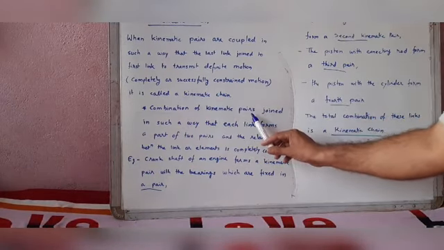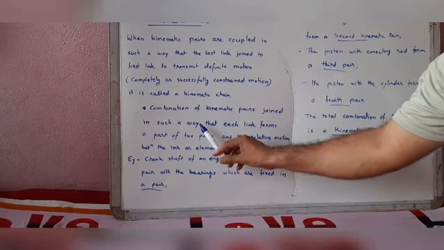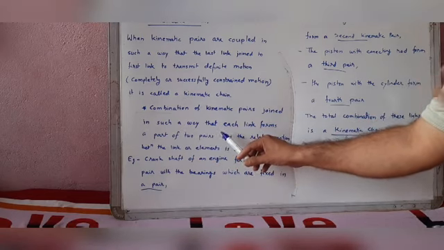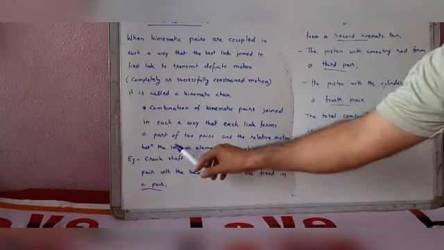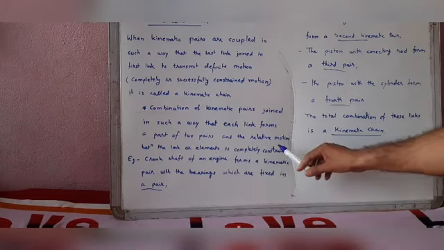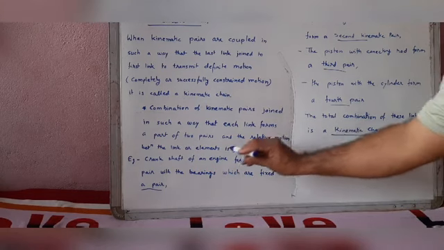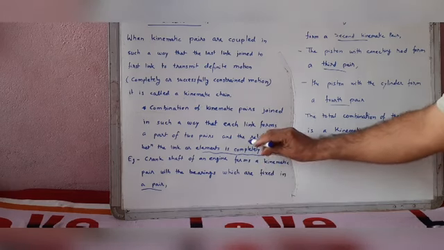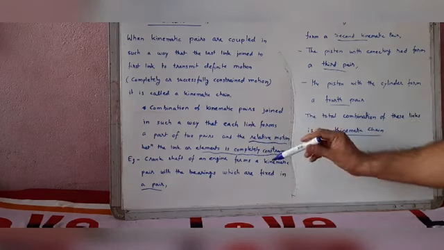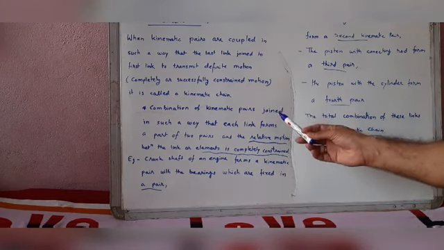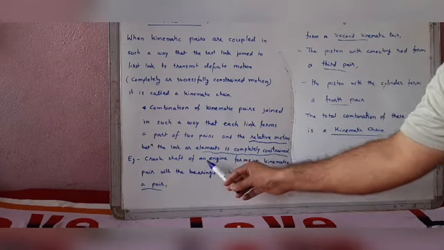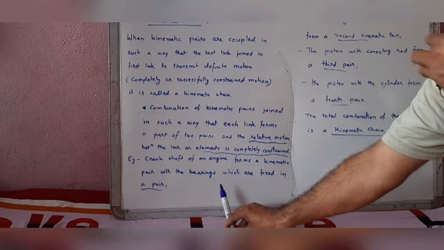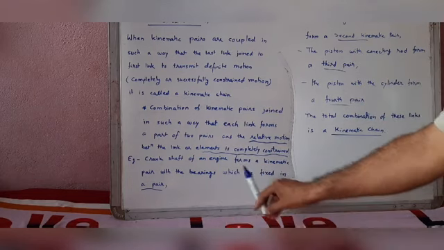A combination of kinematic pairs is joined in such a way that each link forms a part of two pairs, and the relative motion between the links or elements is completely constrained. There is no relative motion between these elements. The example I have shown is that the crankshaft of an engine forms a kinematic pair with the bearing, in which the crankshaft is fixed in the pair.